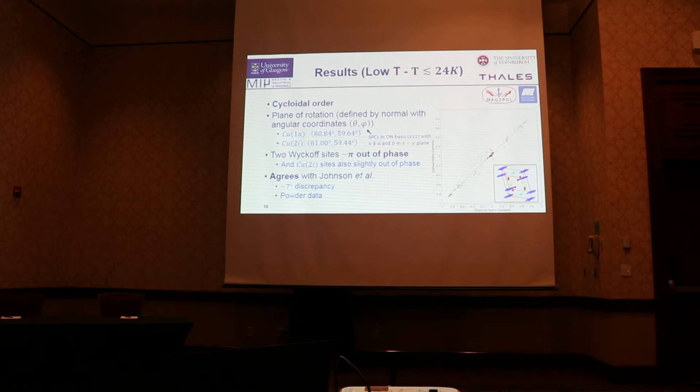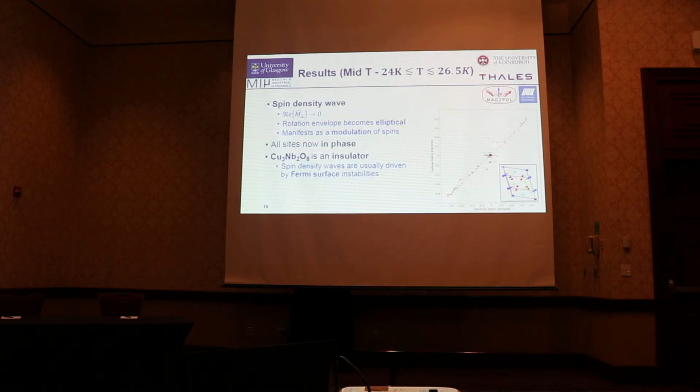So this is in the low temperature phase. If you recall from the start, we have a cycloidal order, and our results agree. You can see the two spins rotate in the same plane, and just as an interest, the middle one is out of phase. And this agrees, as I said, with the previous results. There's about a 7% difference in our rotation planes, but that may be down to the fact that the previous work was powder data and this was a single crystal, so that can account for that.